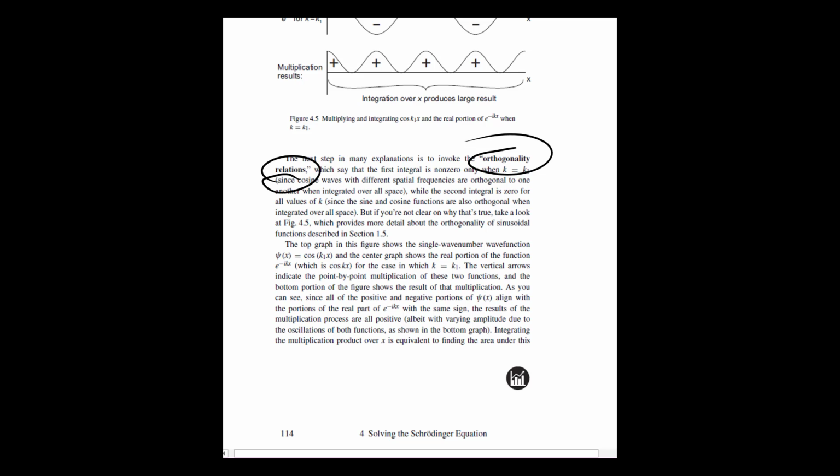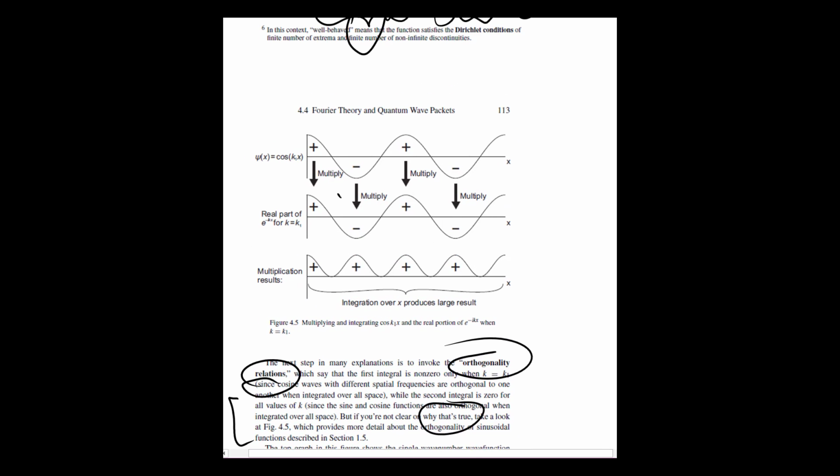So the orthogonality relations tell us exactly what we expected to get. Only when k equals k1 will that cosine times cosine integral yield anything, and the sine integral will always yield 0. So what we'll get for phi of k is just cosine of k1x. But if you want to understand why that's true, I think a figure like this is helpful.